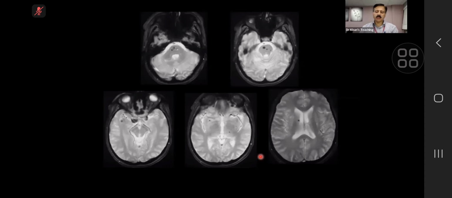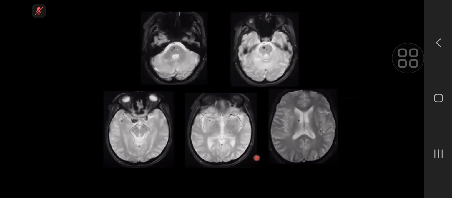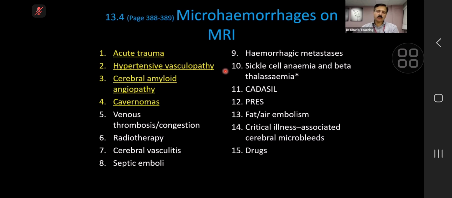Okay, in this age group, other than cerebral amyloid angiopathy, anything else which is more common than septic emboli? This patient was clinically not septic. Small hypertensive microhemorrhages. Excellent. So if you see these microhemorrhages on MRI, this is important, and this is very important for your day-to-day clinical practice.